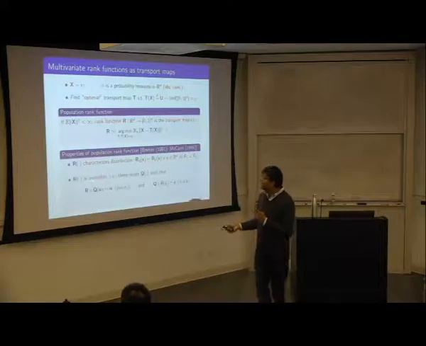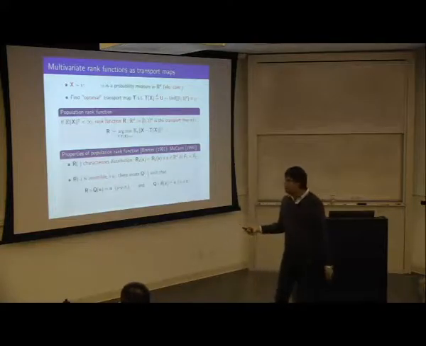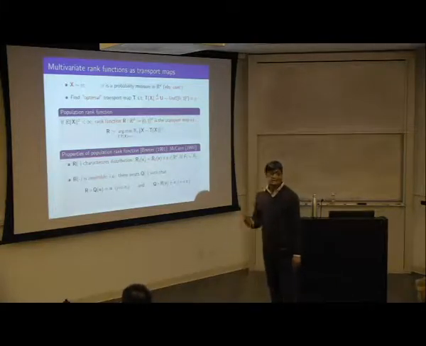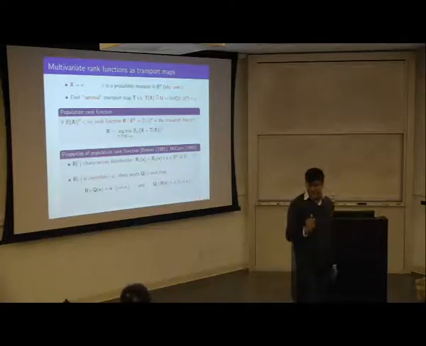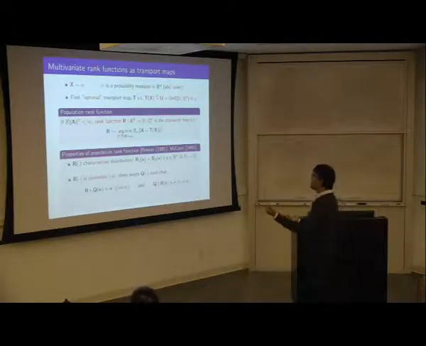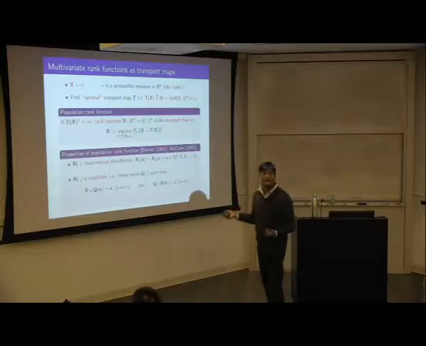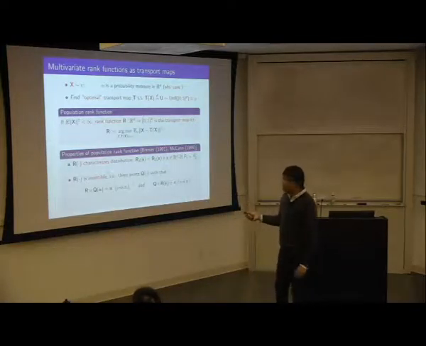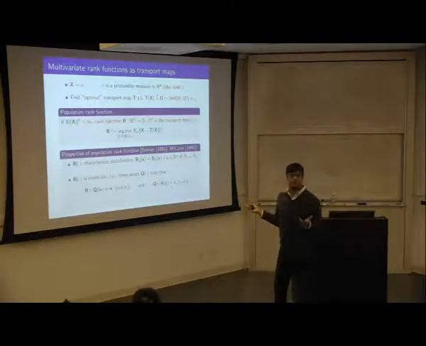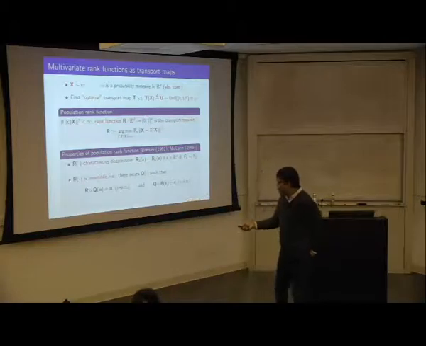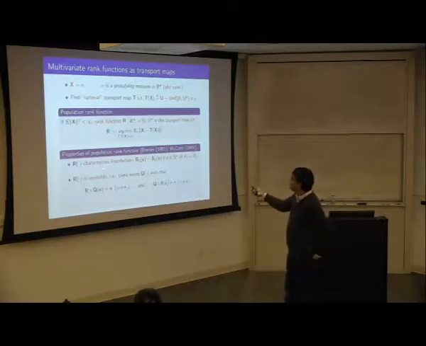I have a quantity that's invertible. And this is where the CDF fails. The CDF can still be defined from R^d to R, but it will not have a nice inverse. It cannot be a homeomorphism. Whereas this function is like my invertible distribution function, which is what I will define as the multivariate rank function. This R is invertible under some regularity conditions. The only regularity I need is that the underlying distribution be absolutely continuous. Then it has an inverse.